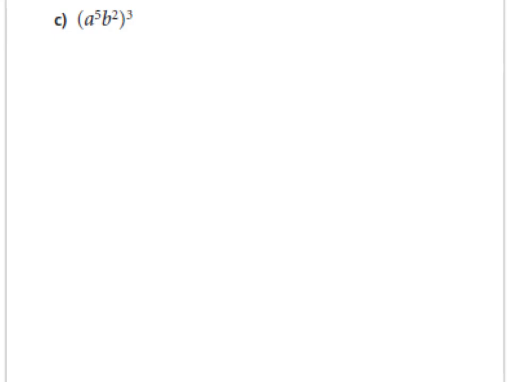The next example is power to a power. a exponent 5, b exponent 2, exponent 3. Again, I'm going to use the fact that I can multiply the exponents, so I'm going to get a exponent 5 times 3 is 15, b exponent 2 times 3 is 6. Now a is 1, so I'm going to get 1 exponent 15 times b, which is negative 2 exponent 6. 1 exponent 15 is going to give me 1. Now, negative 2 exponent 6 is negative 2 times negative 2, 6 times multiply, and it's going to give me 64.